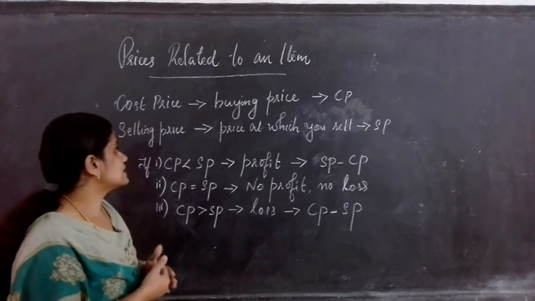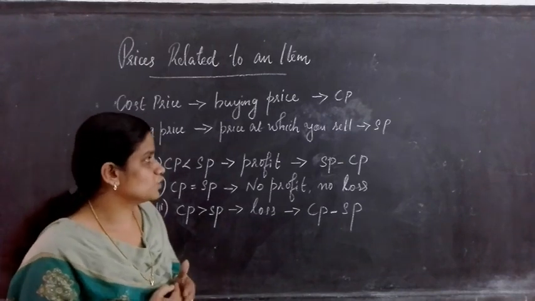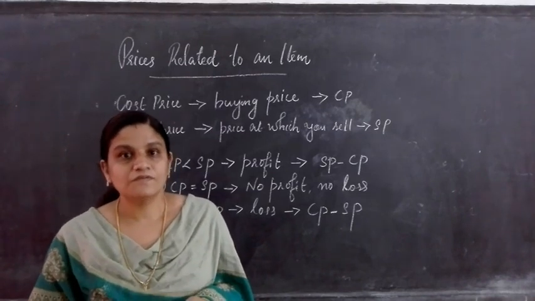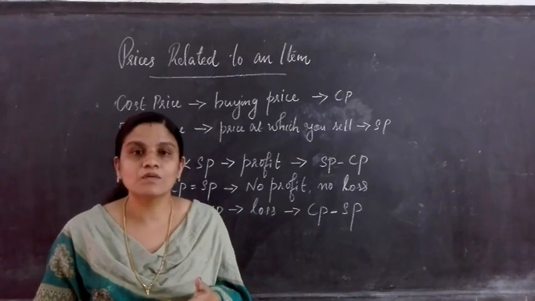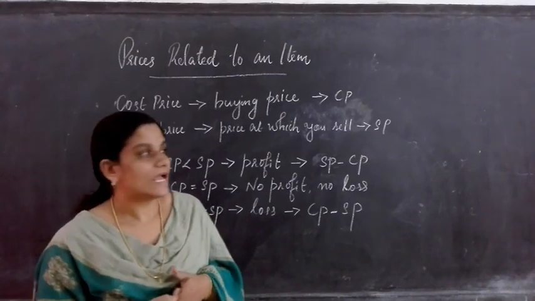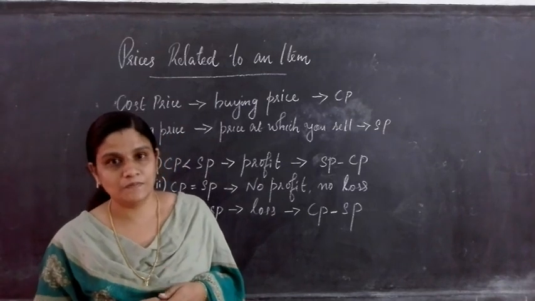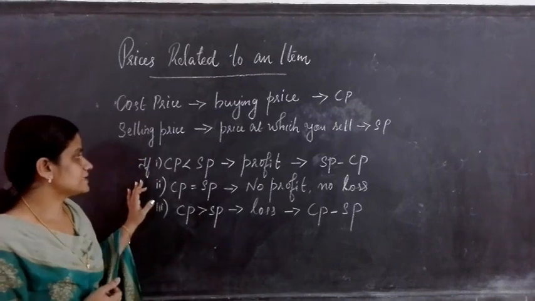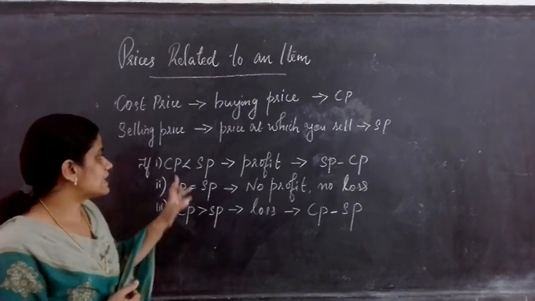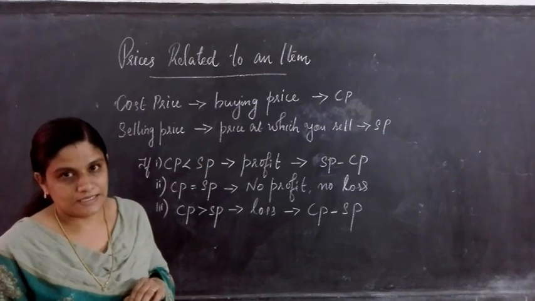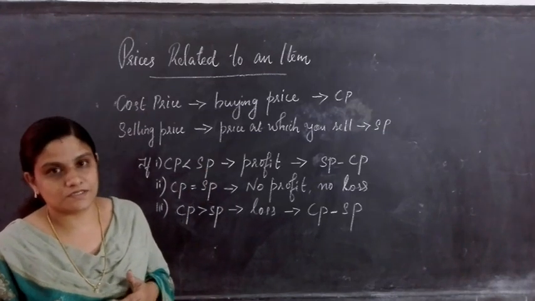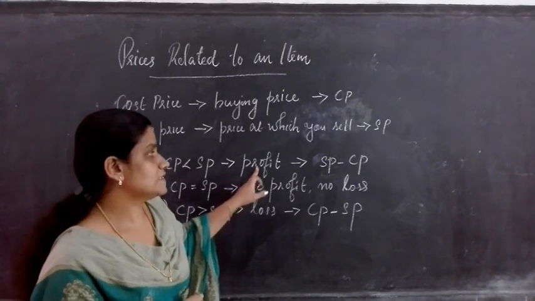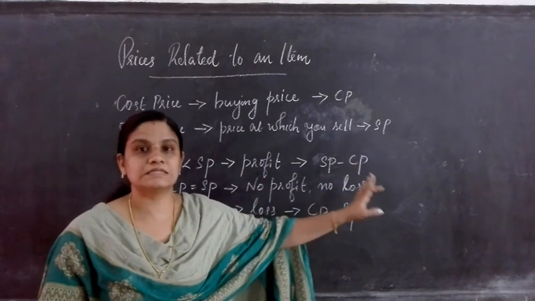The next one is selling price, the price at which you sell. When we are selling something, we get an amount. That amount is called the selling price, and the short form is SP. Now, three conditions are there. The first one is, if the cost price is less than the selling price, then we will have a profit. And we can find that profit using SP minus CP.